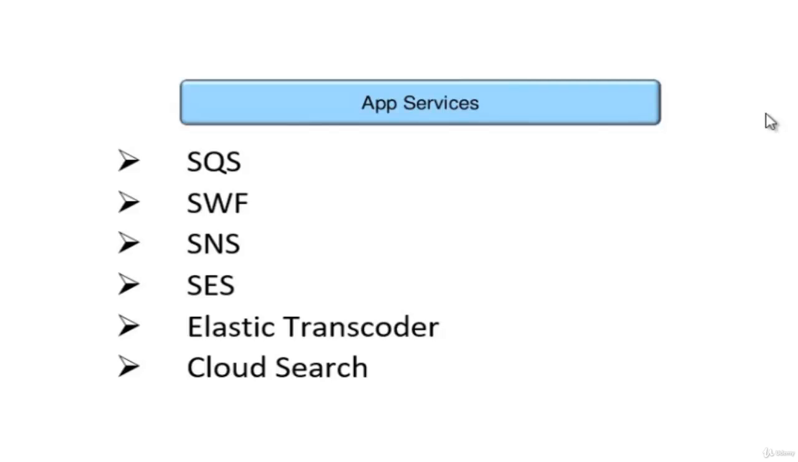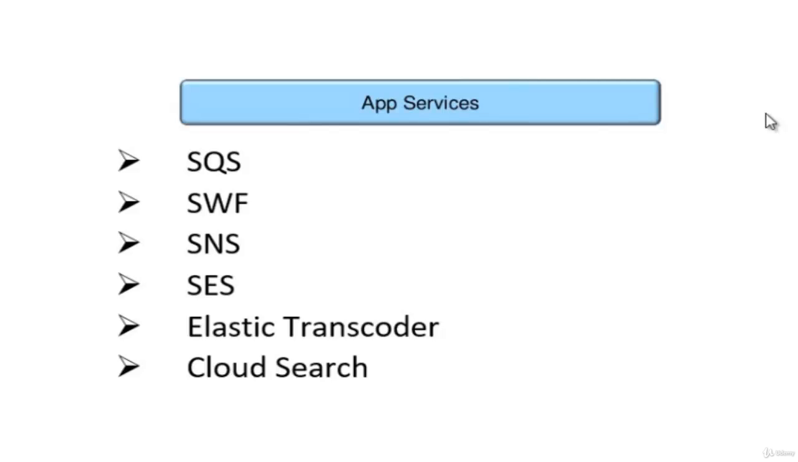SQS stands for Simple Queue Service. It is a fully managed message queuing service for reliably communicating among distributed software components and microservices at any scale. Building applications from individual components that each perform a discrete function improves scalability and reliability, and is best practice design for modern applications. SQS makes it simple and cost-effective to decouple and coordinate the components of a cloud application.